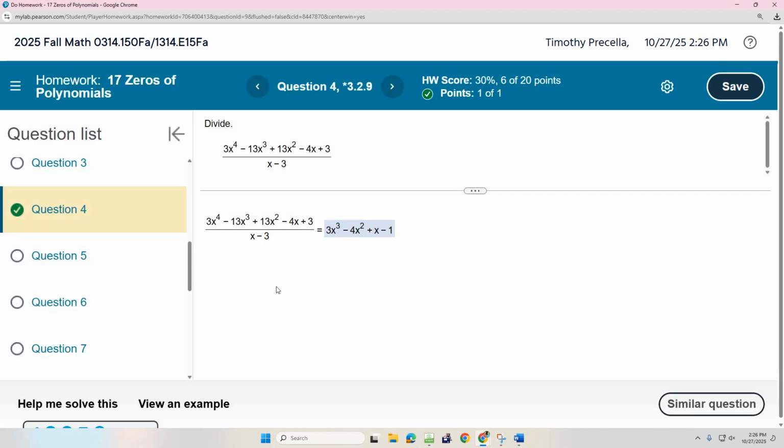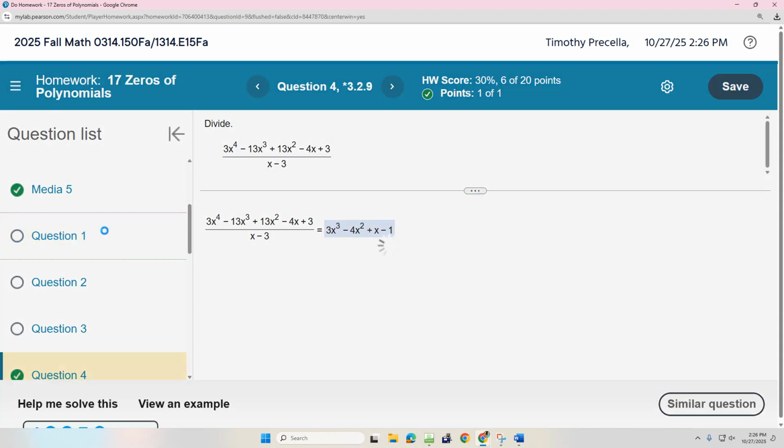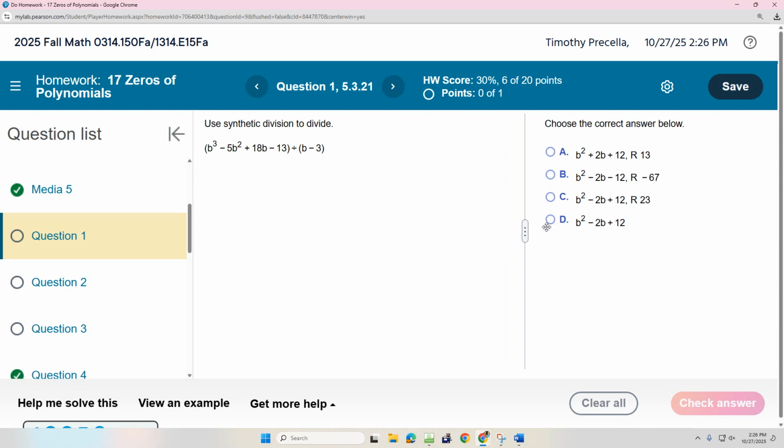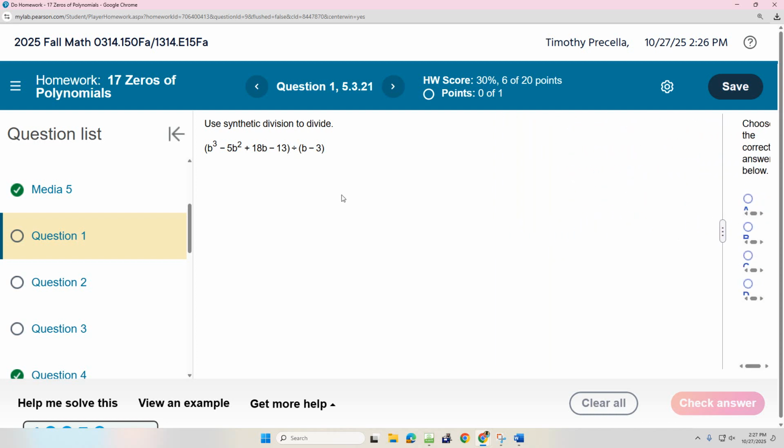Let's do another synthetic division problem. Let's look at number 1. Oh, look at that. Multiple choice. Look how they're denoting the remainder in those multiple choice problems. That's right. So we're not seeing them. b cubed minus 5b squared plus 18b minus 13 all divided by b minus 3. Well, this is lousy.